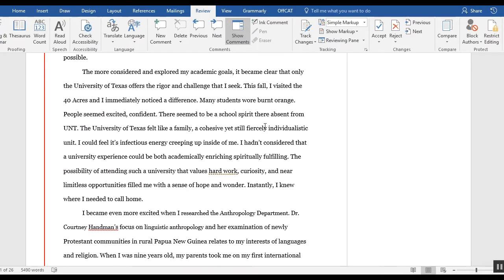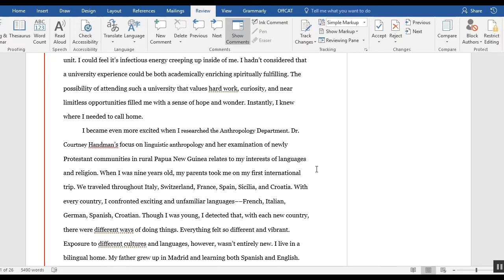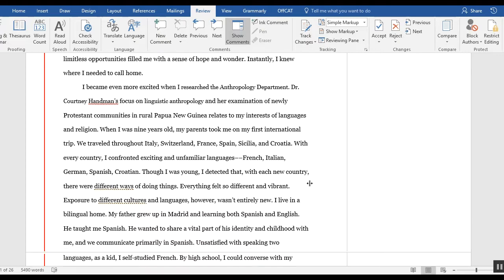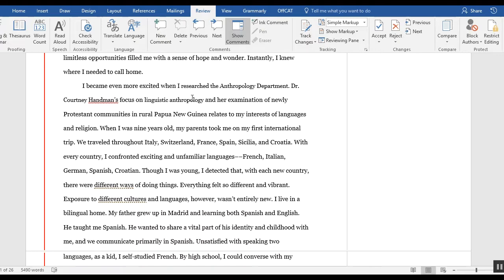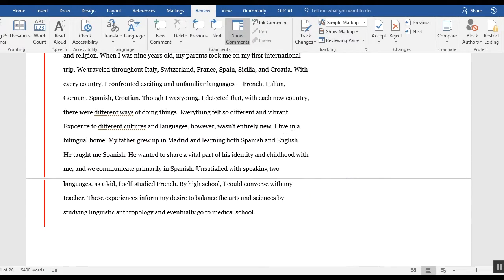Again, every sentence here pushes the narrative forward. Each sentence, each clause has its space. It's elaborating on something new. When she needs to, she proves what she's talking about by citing specific examples, like the professors in the anthropology department, and even referencing their particular research. We put the paragraph about traveling back in and combined it with the interest in linguistic anthropology, and then tie it back into living in a bilingual home, but also self-studying French and eventually taking the AP exam, for example.